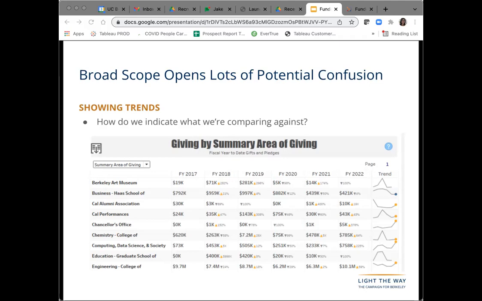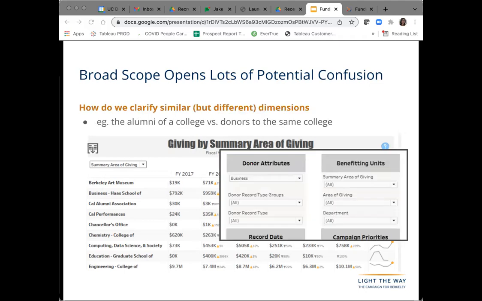The other place where we really struggled with this sort of cognitive load problem was the giving summary by area of giving page, because there are filters for benefiting unit and donor attributes. So remember, this donor attributes set of filters is all about who gave the money, and the benefiting unit set of filters is all about where the money is going.